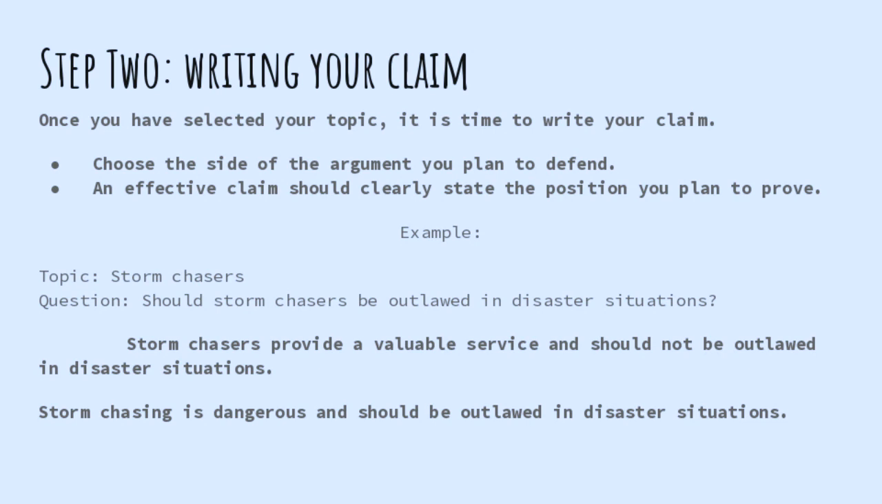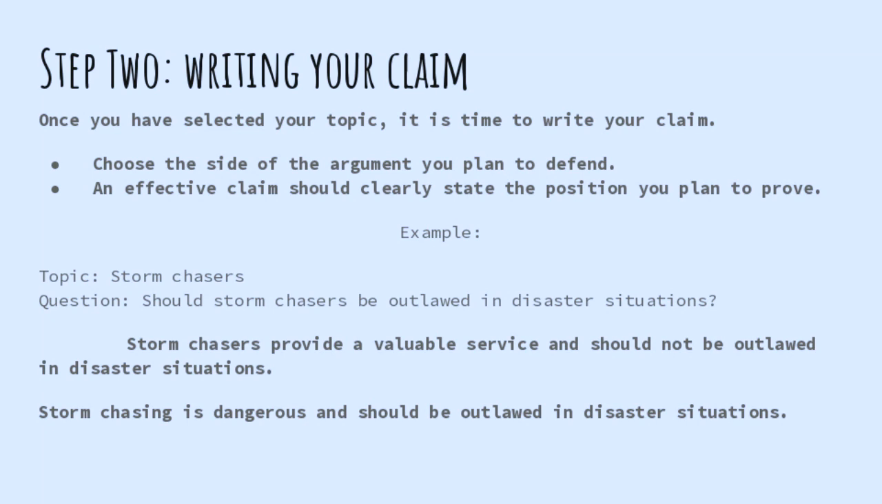So for example, and this is right from the lesson, you guys, so when you read 6.04, you will see this example. The topic was storm chasers. The question, should storm chasers be outlawed in disaster situations? Well, here's 2 really good claims. Storm chasers provide a valuable service and should not be outlawed in disaster situations. Okay, so that's one that's picking one side of the argument. And then another one would be storm chasing is dangerous and should be outlawed in disaster situations. Okay. You can use this as a guide for yours.